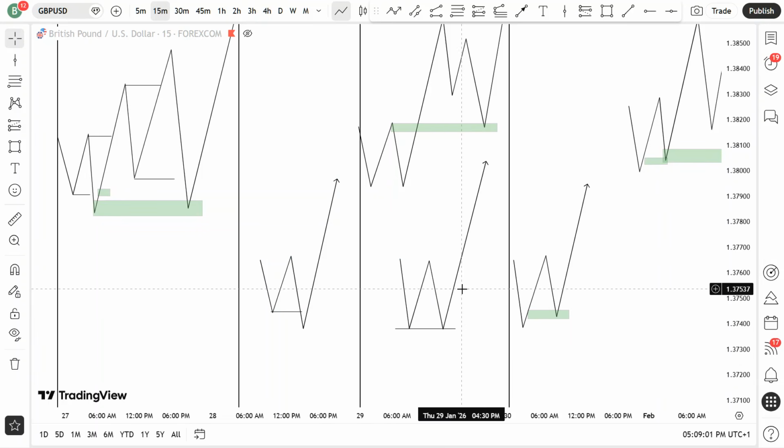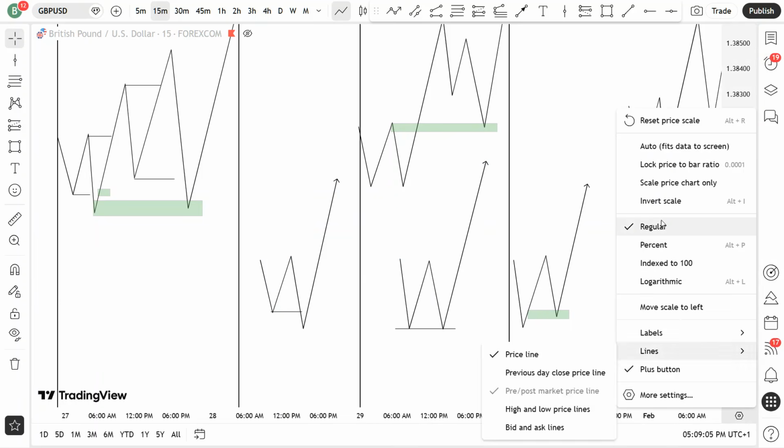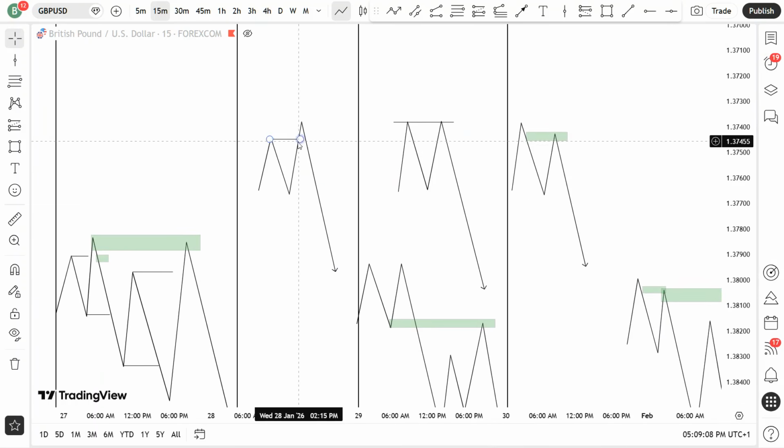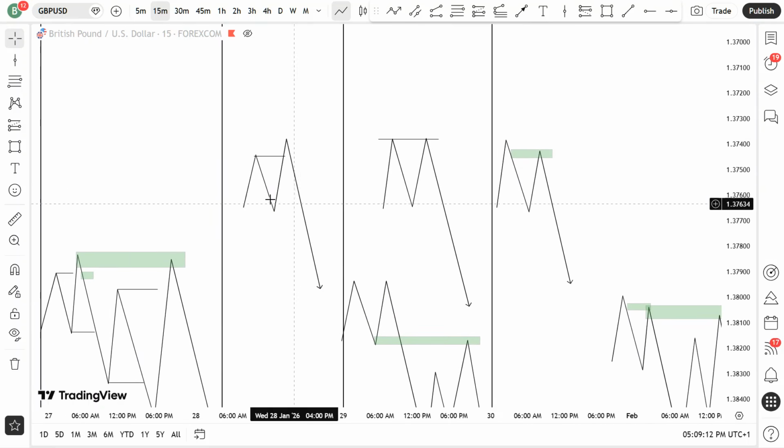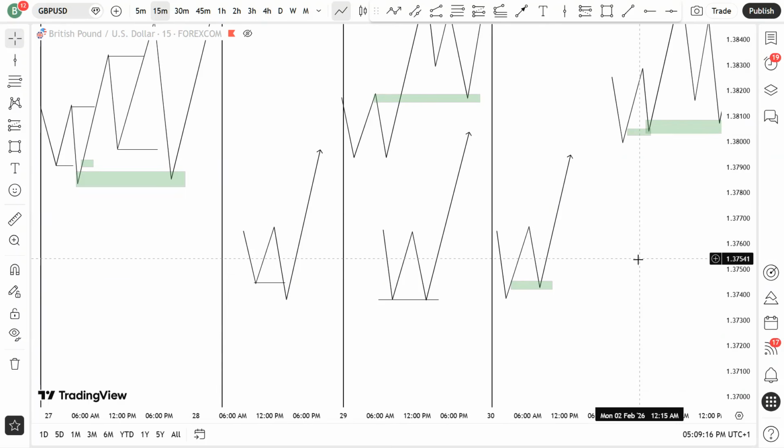It can come here. If you invert this, it will be an M shape. Let me invert it. Invert scale, right? If I invert this, it will be in M shape. Are you seeing it? I inverted my TradingView. It will be in M shape. So let me go back and re-invert it.